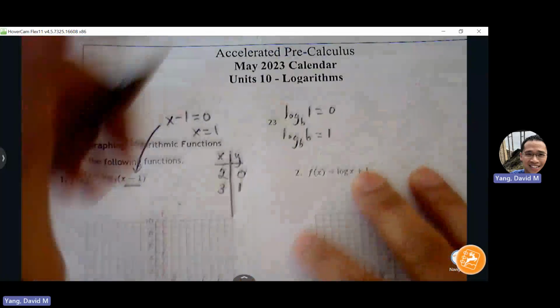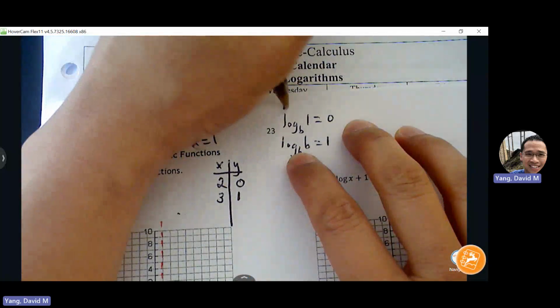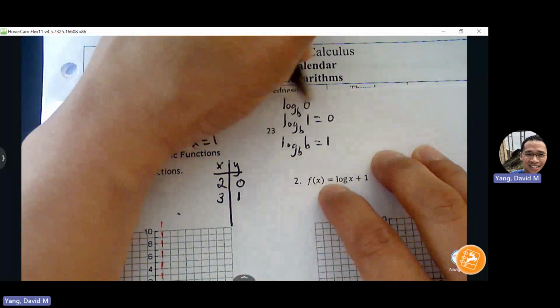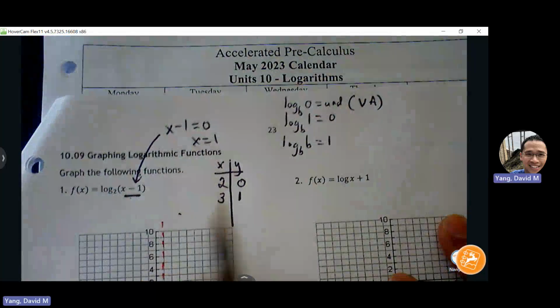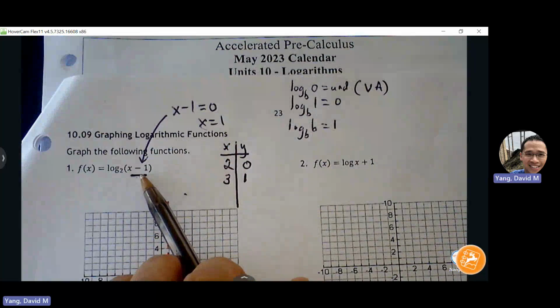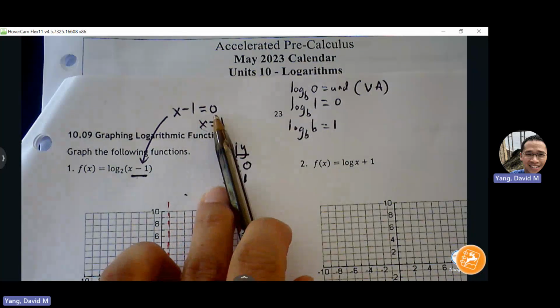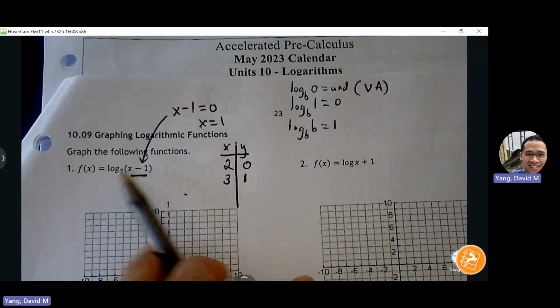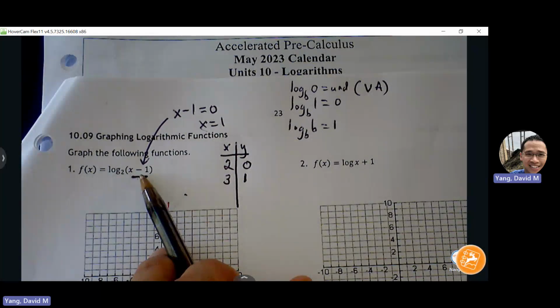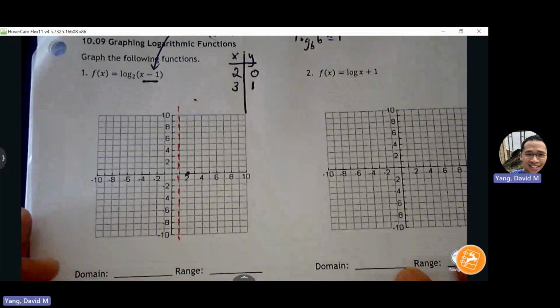The asymptote is basically, so here's the other property. Log base b of 0 is undefined. That's basically where your asymptote is. So whatever causes my parentheses to be equal to 0 is where my asymptote is. Okay, so x equals 1. If I plug 1 in for x, 1 minus 1 is 0. Log of 0 is undefined, and that's where my asymptote begins, or my undefined value begins.